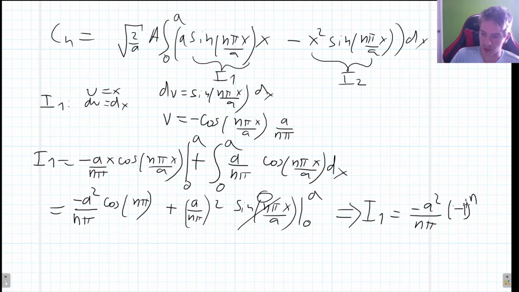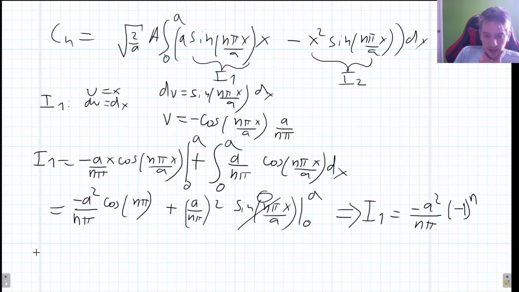So the way we can write that is to say minus 1 to the n. So if n is 1, it's going to be minus 1. If n is 2, it's going to be 1, and so on. So that matches cosine of n pi, so we can just rewrite it in that form, which is much better. So that is our first integral.